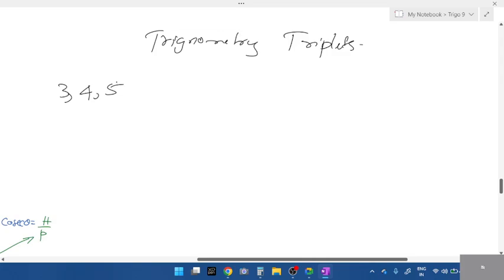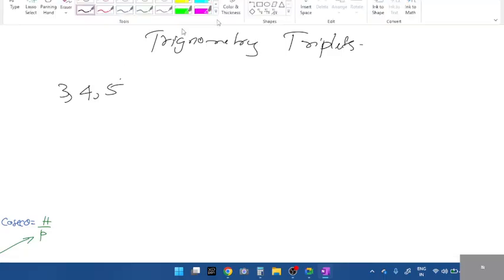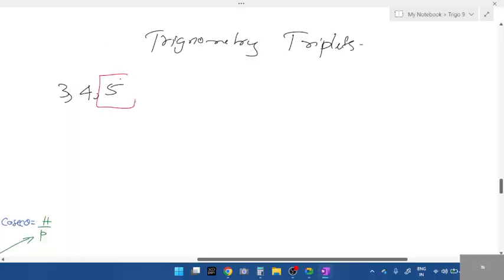Which is the largest one here? Which is the largest one? 3, 4 or 5? 5. So which is the largest side in a right angle triangle? Perpendicular, base or hypotenuse? Hypotenuse. So 5 is the hypotenuse. Remember this. 5 is the hypotenuse. The other two can be base or perpendicular.